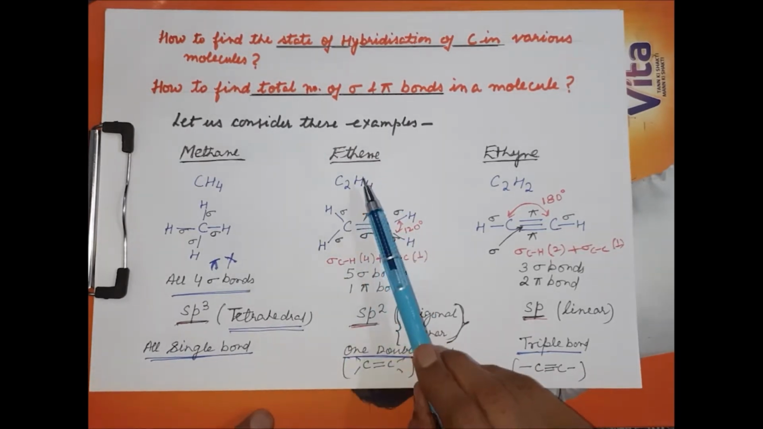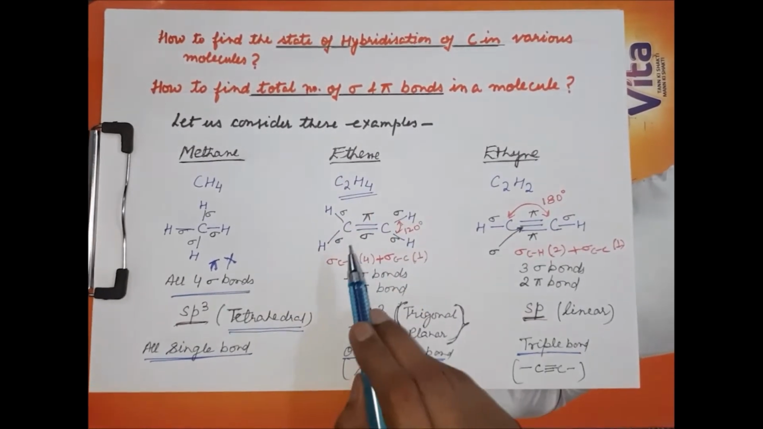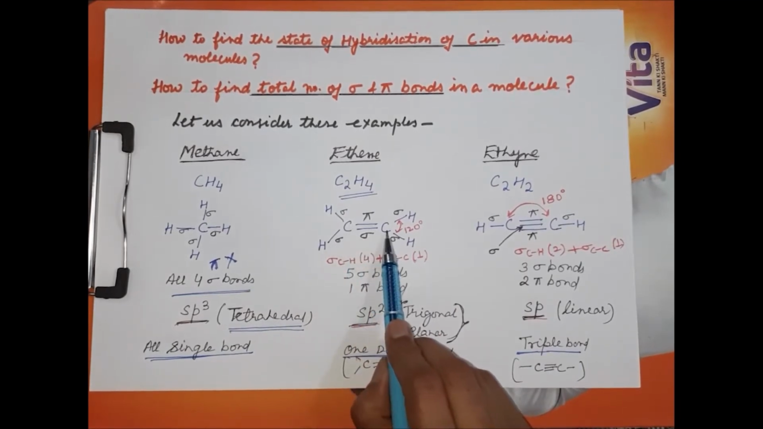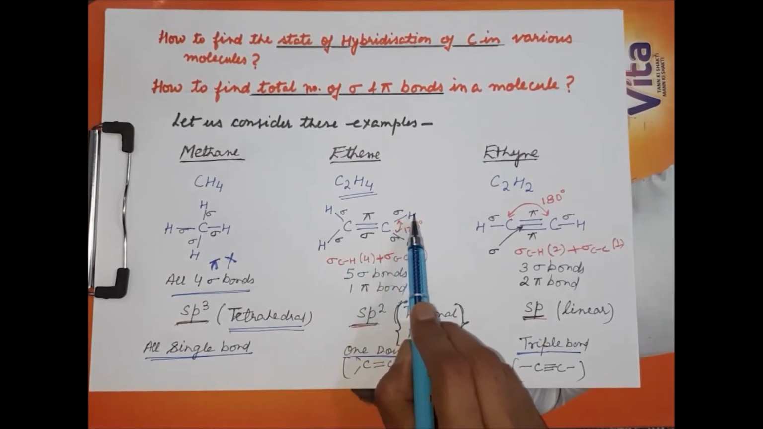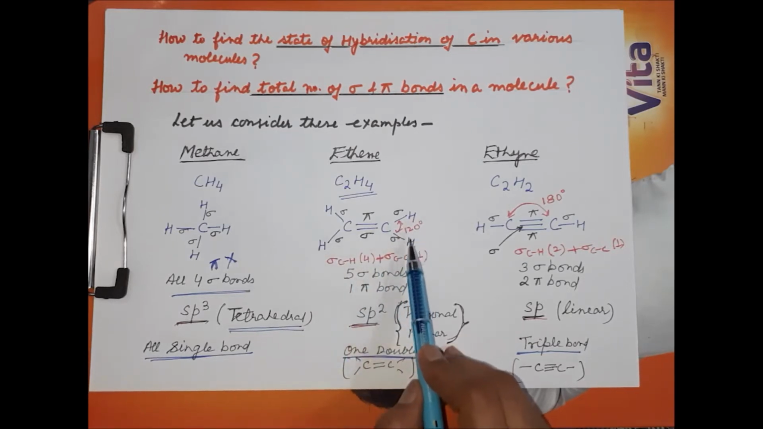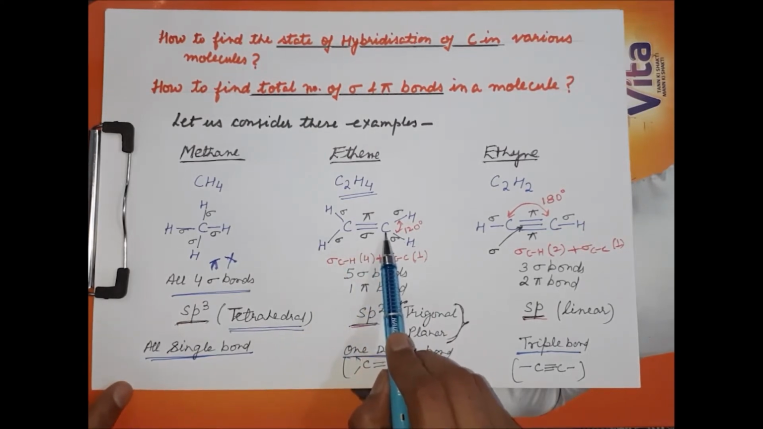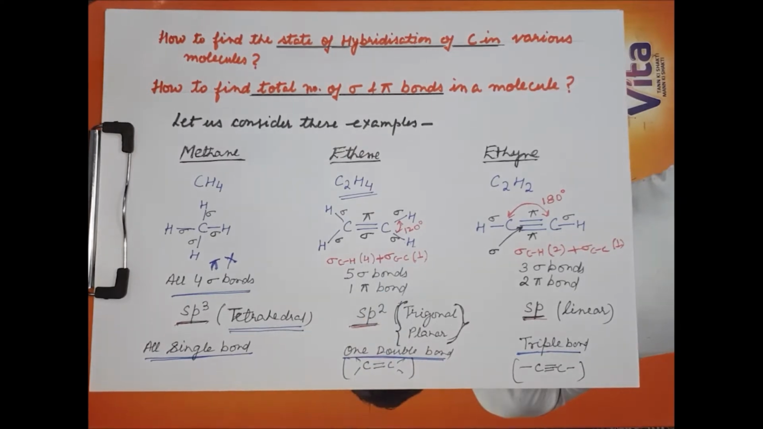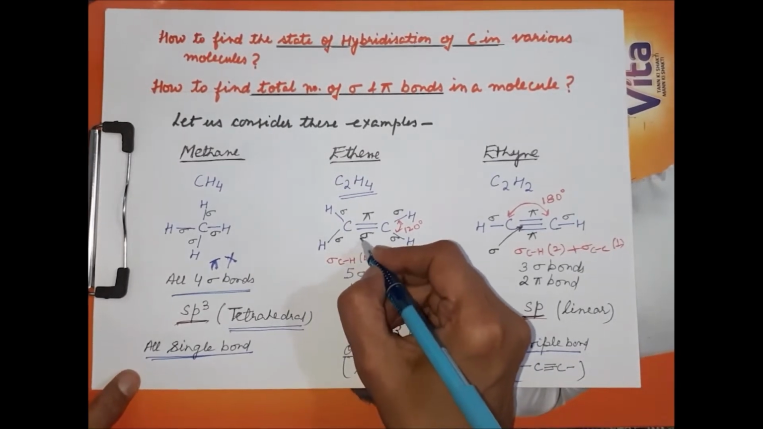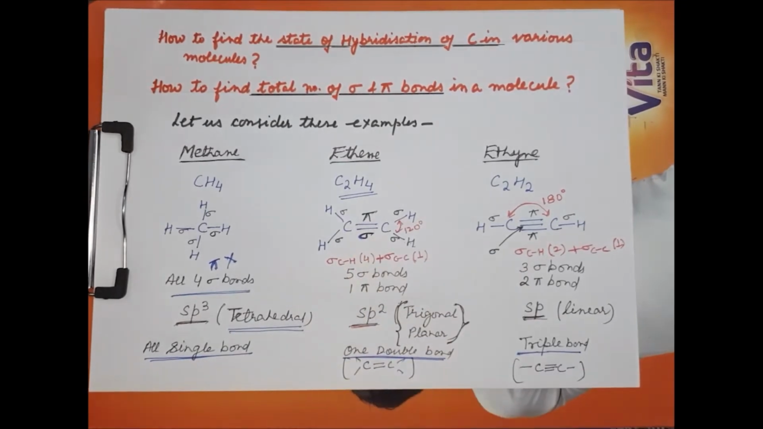Now the next example is ethene, and we know it is C2H4. We can write it like this: 2 carbons are there, both of them have 2 hydrogen atoms attached by single bonds. So these 1, 2, 3, 4 are single bonds, and between these 2 carbon atoms a double bond is there. Whenever a double bond is there, one bond will be the sigma bond and the other will be the pi bond.